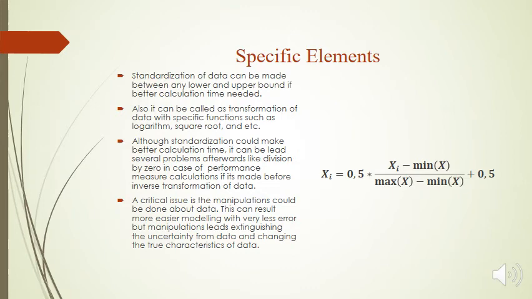A critical issue is the manipulation that could be done on data. This can result in easier modeling with very little error, but manipulations lead to extinguishing the uncertainty in the data and changing the true characteristics. And on the right side, we can see a formula which standardizes any desired data to between 0.5 and 1.